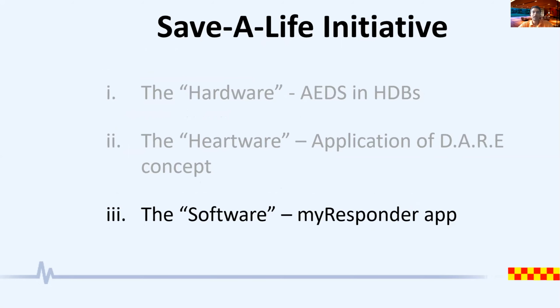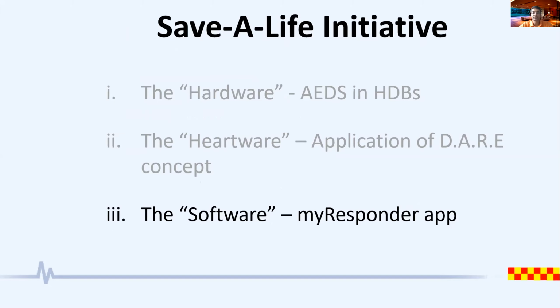So the third part, which is the main discussion point today, and there are two main aspects of it, is the software part, which is the MyResponder app. One aspect is, of course, how to use the app and how to get used to it. And the second part is about the technology behind it. And I'll be covering those two parts.